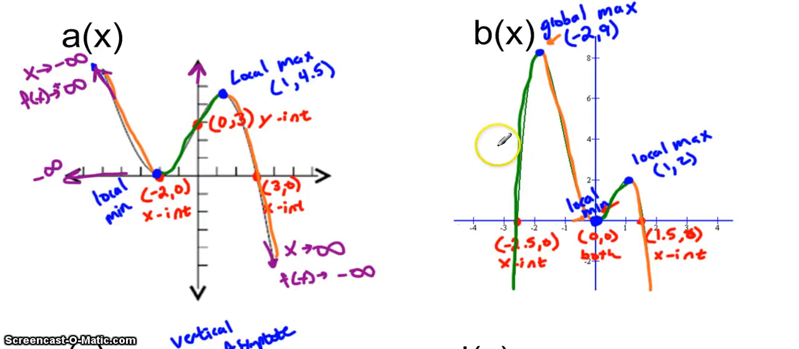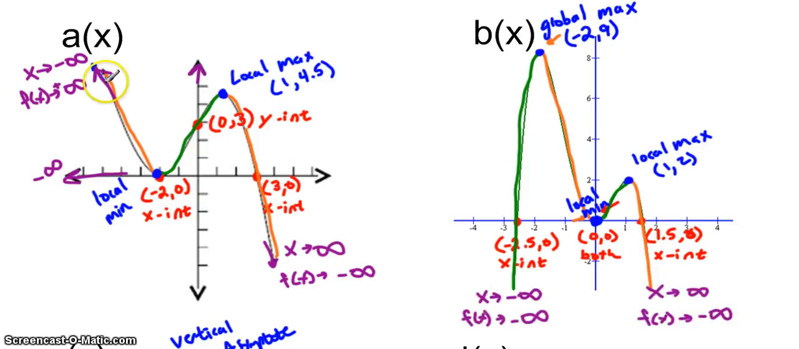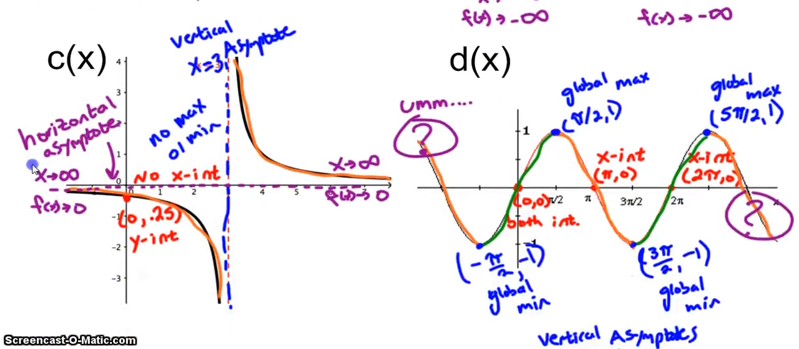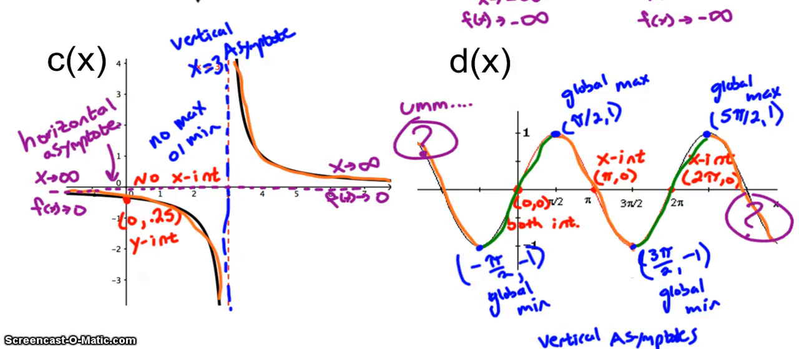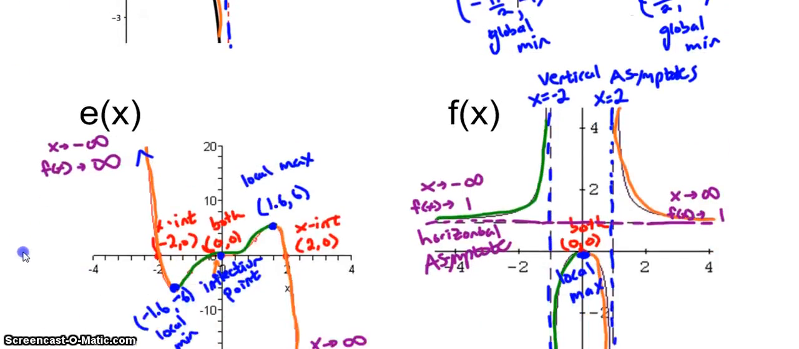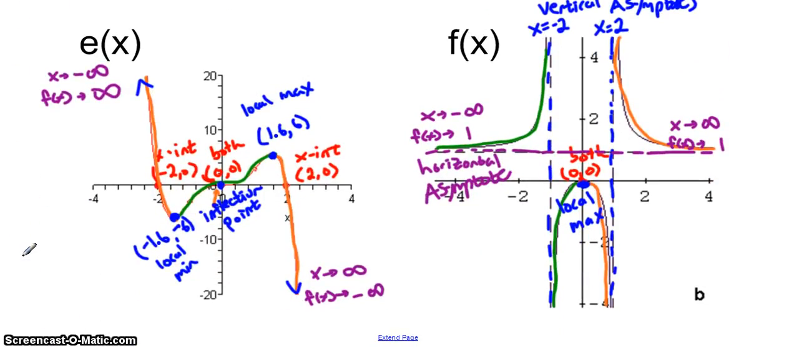Go ahead and try and fill in the end behavior for the rest of these graphs in that same color. The answers will be up on the screen in 3, 2, 1. And here's a of x and b of x. Here is c of x and d of x. And here's e of x and f of x.